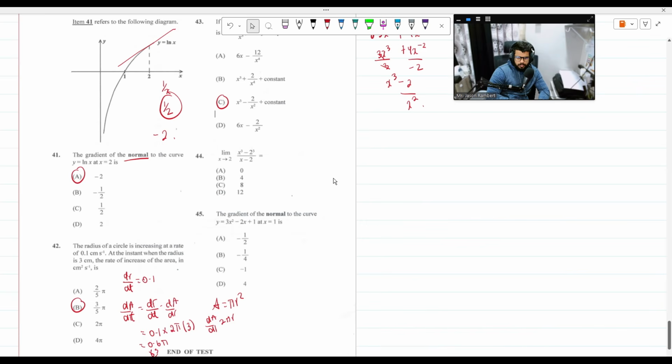Alright, this one here, L'Hopital. When I differentiate the top, I get 3x squared over 1. Plug in x is 2. 3 into 2 squared is 12. 12 is the answer. The gradient of the normal to the curve at x is 1, so dy dx is going to be 6x minus 2. When x is 1, the gradient is 4. That's the gradient of the tangent. The gradient of the normal would be negative a quarter. And that's it for 2020.